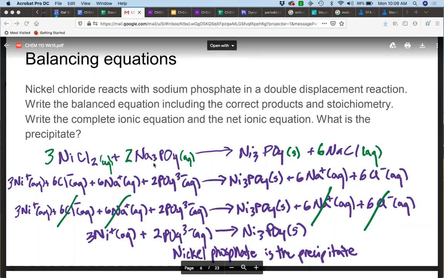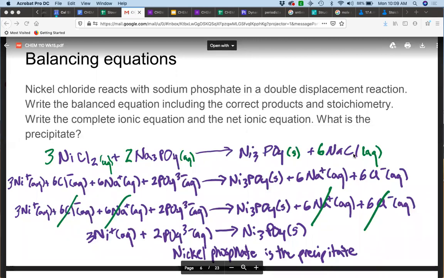Now, the beautiful thing about this problem is that it tells you what happens next. The words double displacement reaction tell you that you're swapping. So that means that the nickel, instead of having an ionic bond with the chloride, is going to have ionic bonds with the phosphate. You're literally swapping the anions for each other. So in this case then, nickel now will have to have 3, and that means its subscript has to change. So Ni3(PO4)2, and then 6 NaCl.